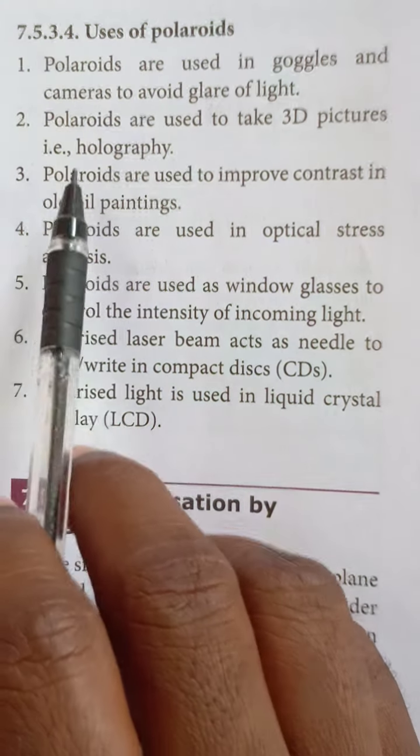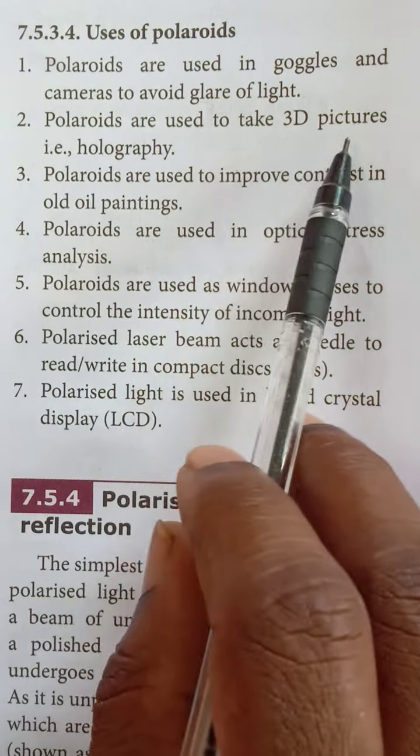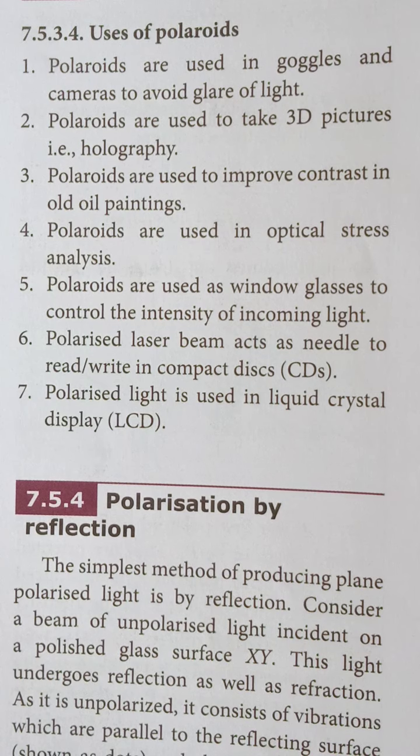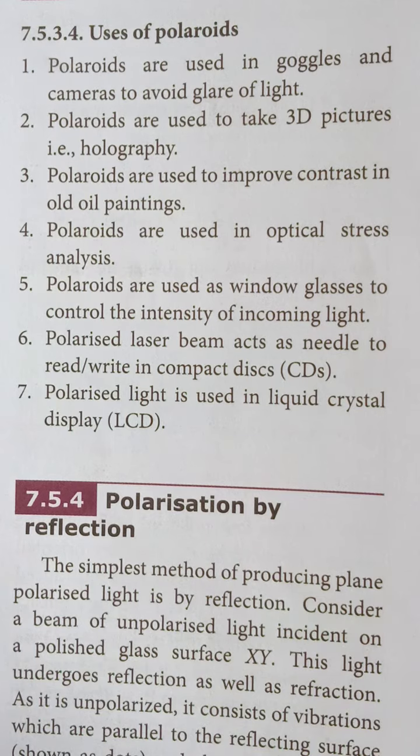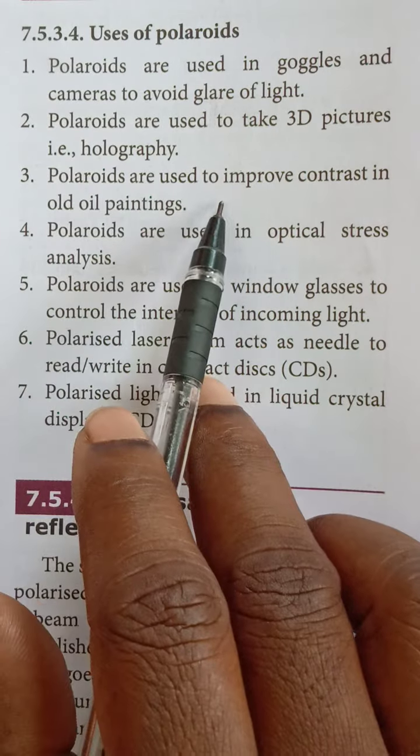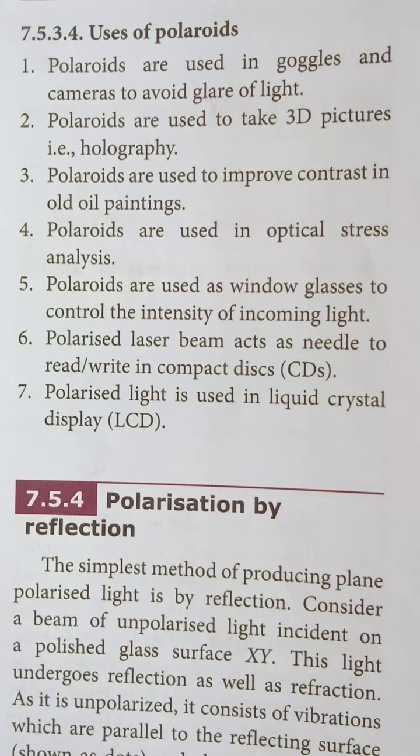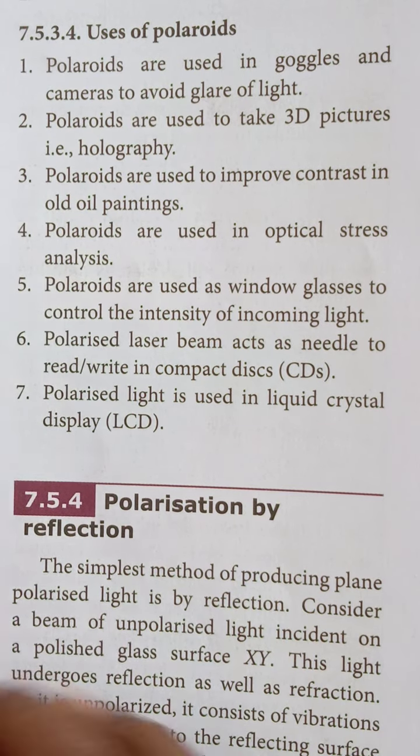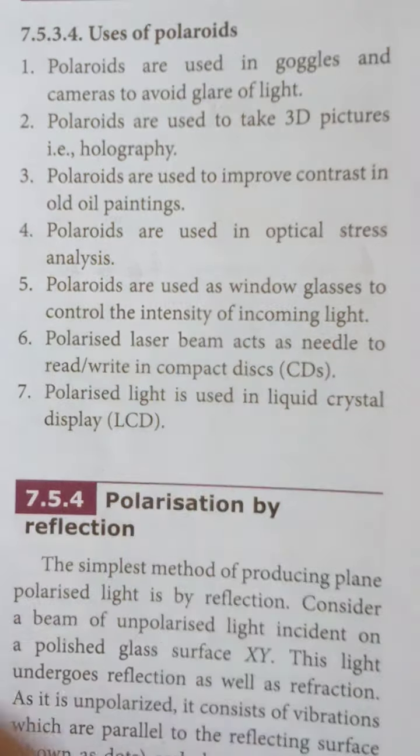The second use is that polarizers are used to take 3D pictures. This is called holography. 3D means you can make different kinds of pictures of a single object, so you can modify the glasses and then get the 3D dimensions. All of you see 3D pictures wearing small glasses made with polarizers. Polarizers are used to improve contrast in old oil paintings, so you can use specialized specs to see the oil paintings with better contrast. Polarizers are also used in optical stress analysis.